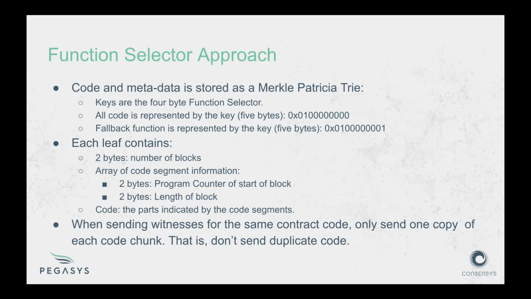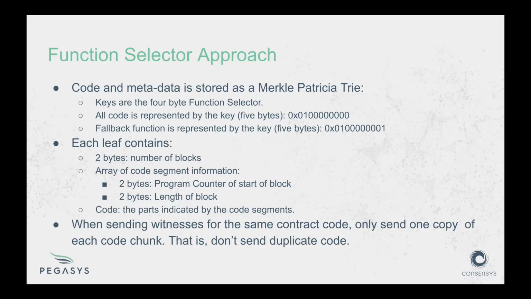So each leaf contains 2 bytes, which is the number of blocks. And then for each block, the program counter start of the block and the length of the block. And then at the end of it all, you've got all of the pieces of code that are needed, the code segments.